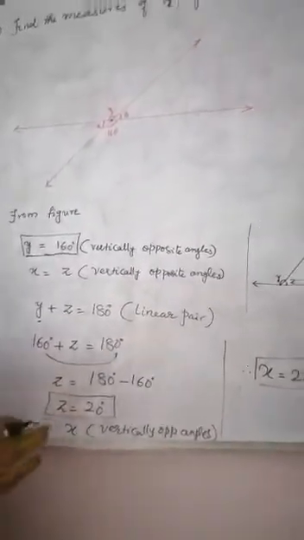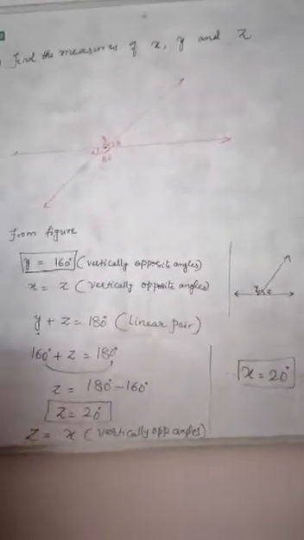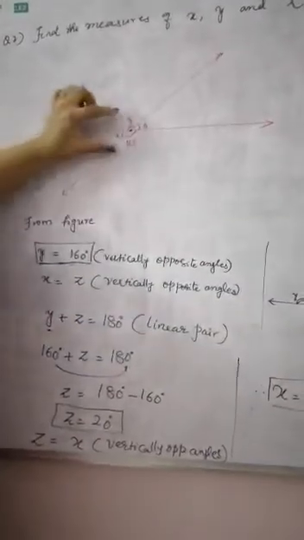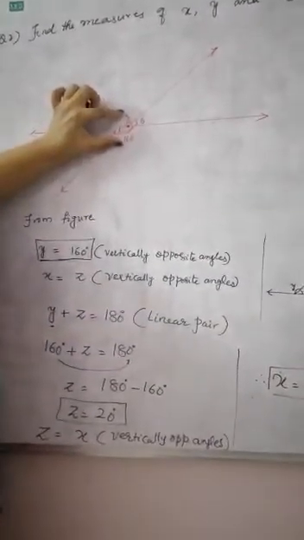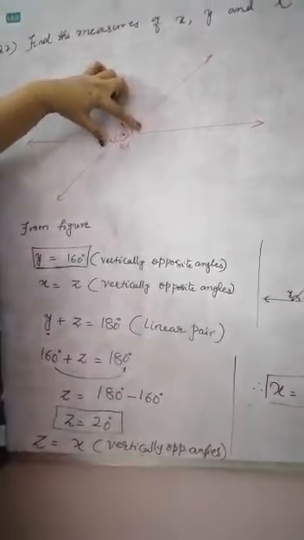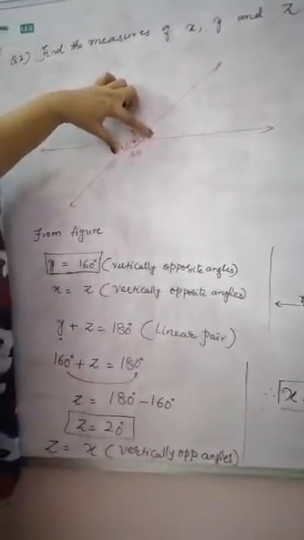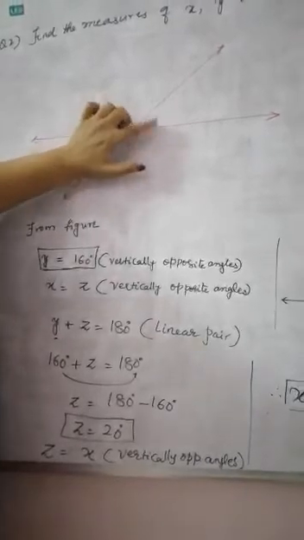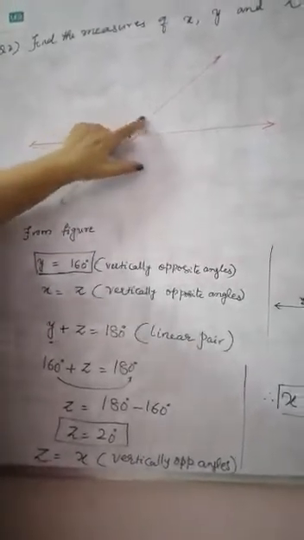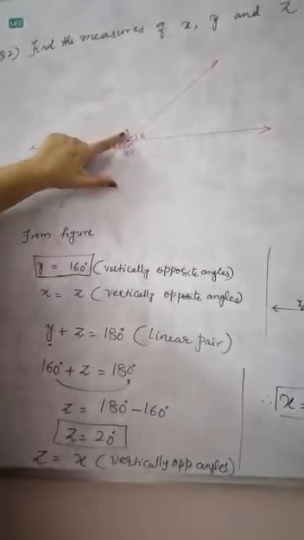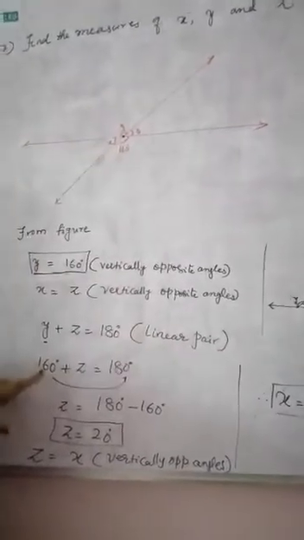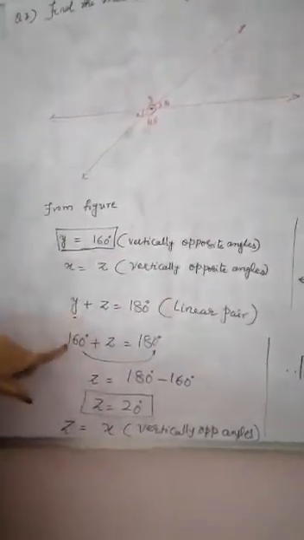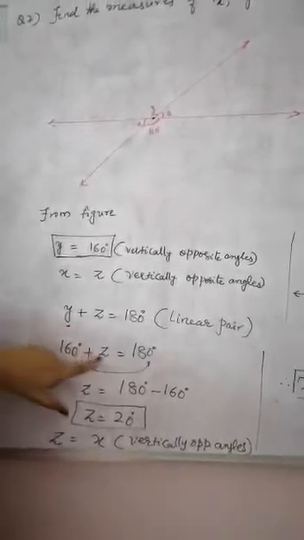Is it clear? One more time I am explaining, children. From the figure you observe that Y is equal to 160 degrees and Z is equal to X. Why? They are vertically opposite angles. And the second condition is Y plus Z is equal to 180 degrees, because of the linear pair. So directly we have the Y value, 160 degrees. So I substituted 160 degrees in place of Y. 160 plus Z is equal to 180.